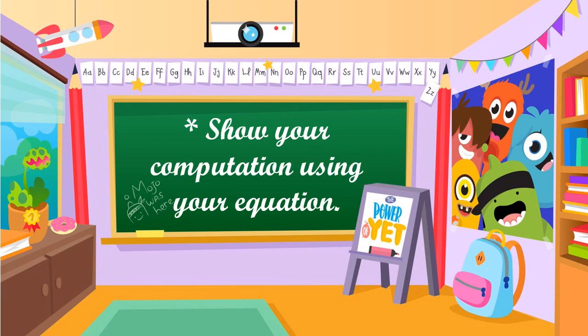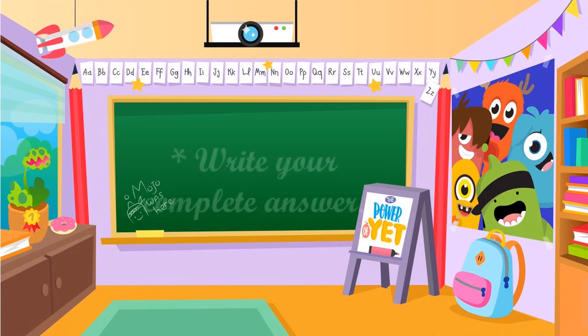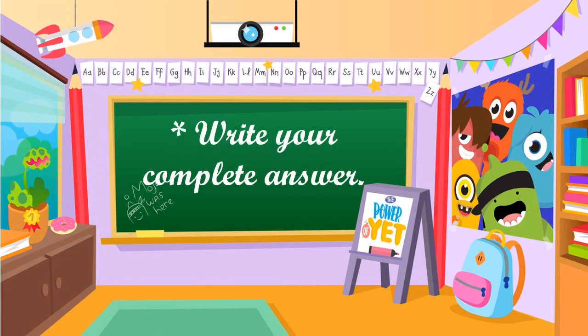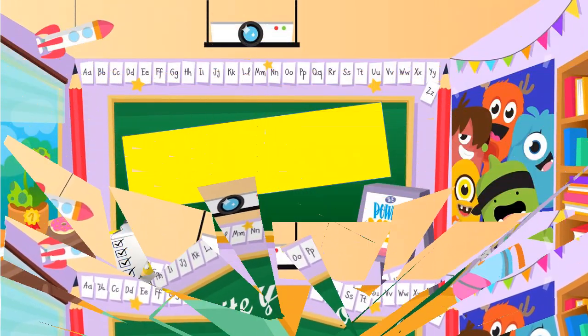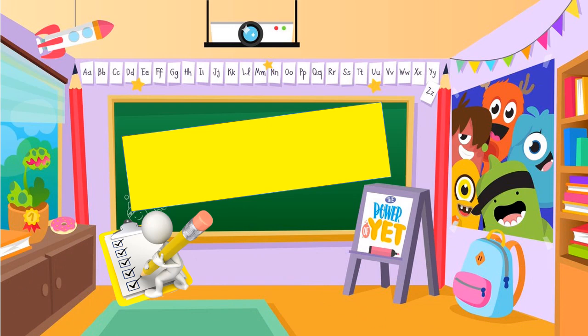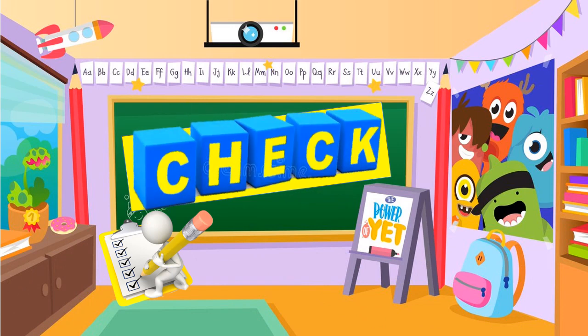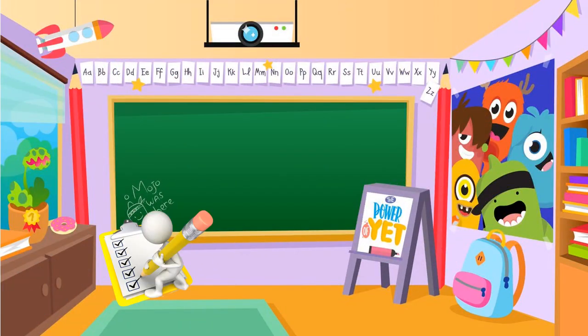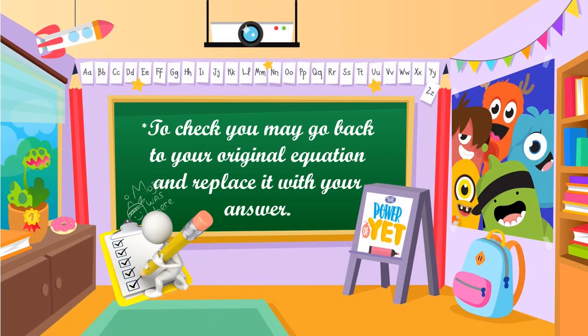Show your computation using your equation. And write your complete answer. Then after having all the complete solution, the last step is to check. To check, you may go back to your original equation and replace it with your answer.